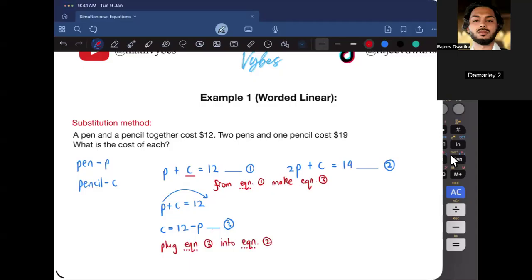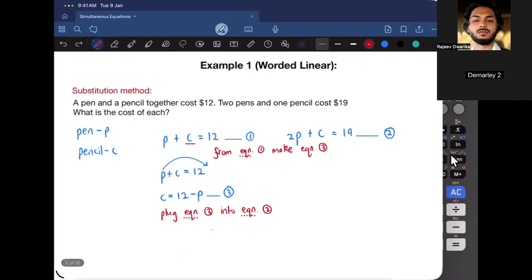So what do I mean? Anywhere you see C over here, we're going to replace it with 12 minus P, because that's what C is equal to. So we have 2P plus C is equal to 19. And we know that C is 12 minus P. So that's why we call it a substitution.